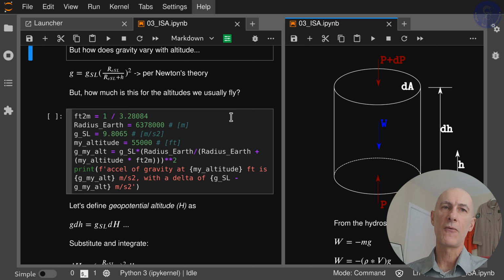And we can do this, for example, at 55,000 feet. Let's see what we get. And if we define a conversion factor from feet to meters as 1 over this number, the radius of the Earth is going to be 6378000 meters. That's at the equator.